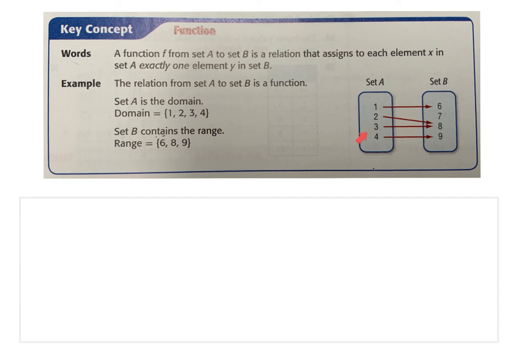This is a function. Every one of these gave me only one answer, okay? If I had 2 going to 8 and 2 going to 7, this would not be a function, okay? It has to be one-to-one from your domain to your range.